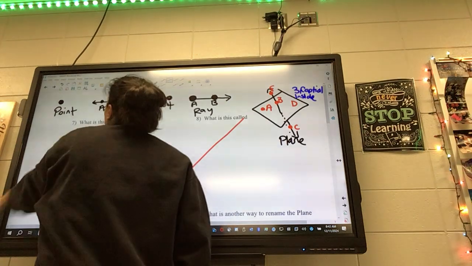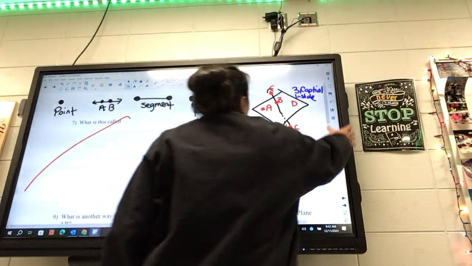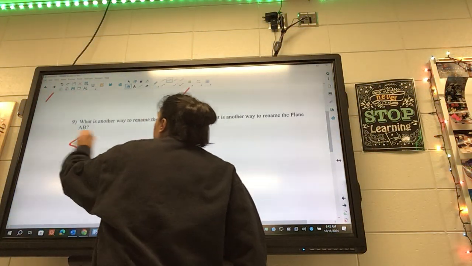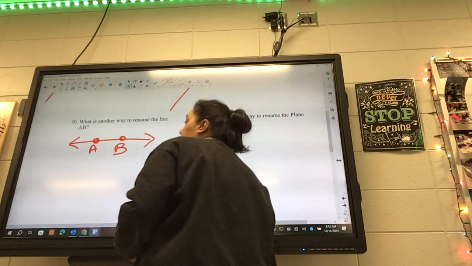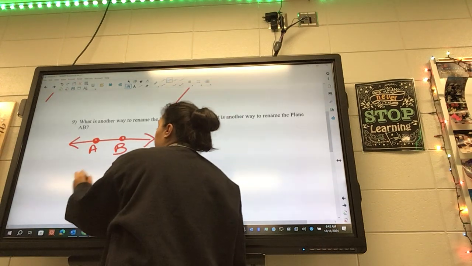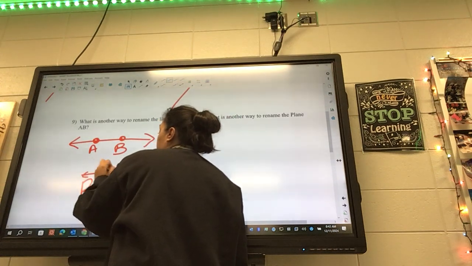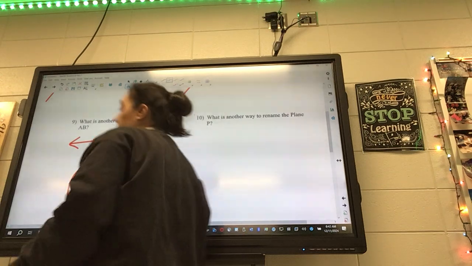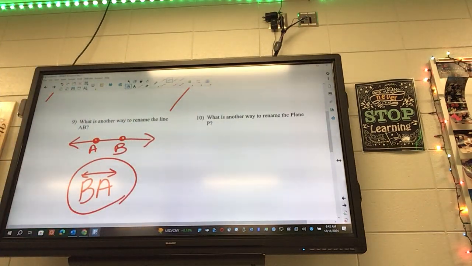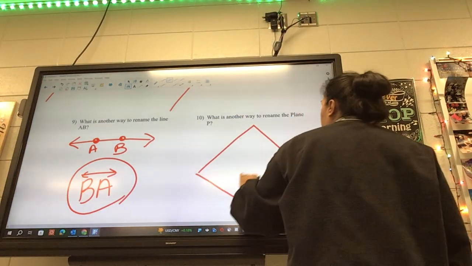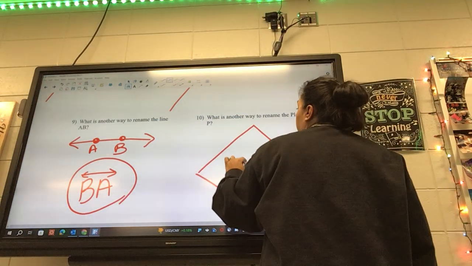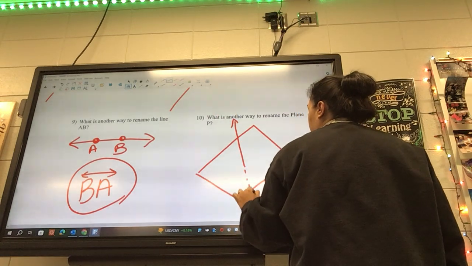So 7 and 8, you can just scribble off because I used that for notes. Is there another way to rename the line AB? A line is going to look like this. AB. Is there another way to rename it? BA. You can call it BA. So this is how your answer should look, BA. I just drew the picture. Then I'm going to draw you a picture here. You can take a picture of it or just answer it real quick. So we've got the plane.